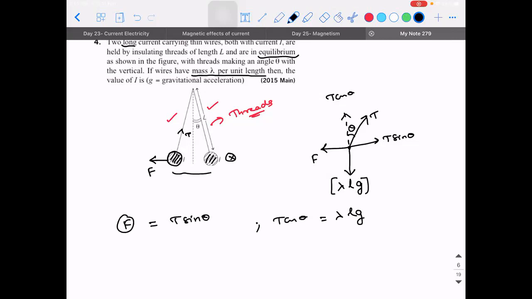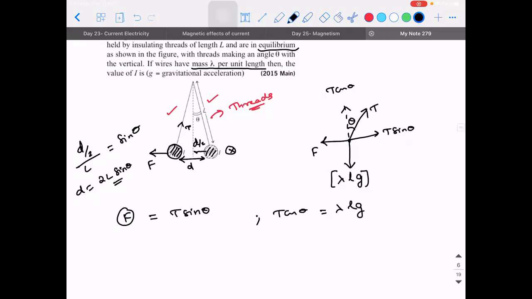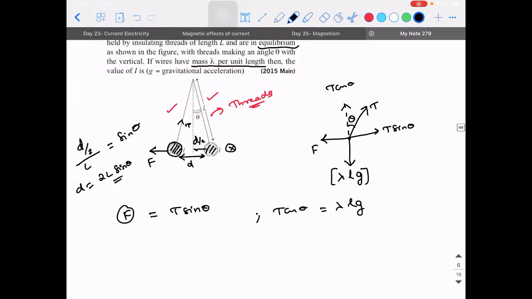Now, how to find the force? Between the two parallel wires, what is the distance of separation in this problem? So, if I take this as d by 2, what is d by 2 divided by L equal to? Is it not equal to sine theta? So, d will be equal to 2L sine theta. Right? Now, see, force is mu naught I1 I2, so I square, divided by 2 pi into the distance of separation between them, which is nothing but 2L sine theta.